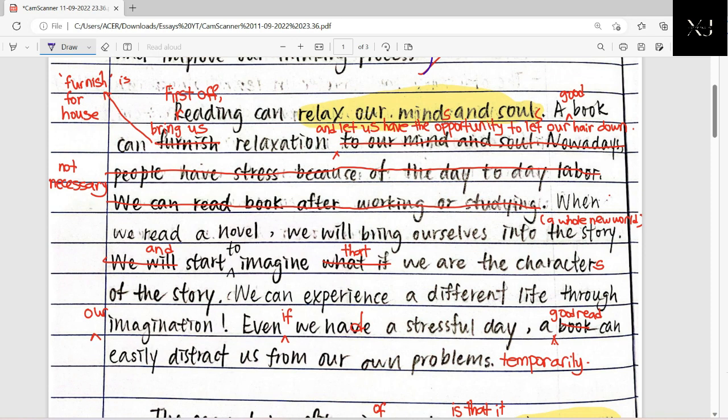Okay, so here she started off with her first point, which is reading can help to relax our minds and souls. Again, because we use "our", minds and souls need to be in plural, because "our" is more than one person, right? So a book can bring us relaxation. I just added a description for her, an adjective, a good book. And let us have the opportunity to let our hair down.